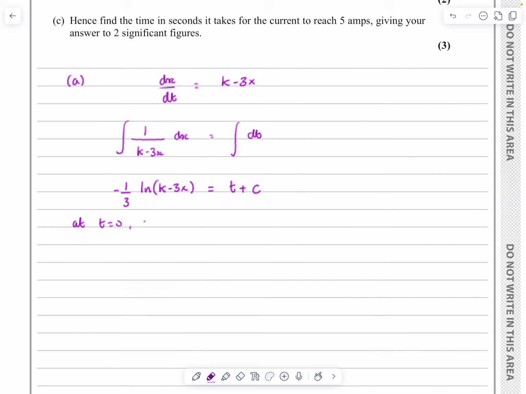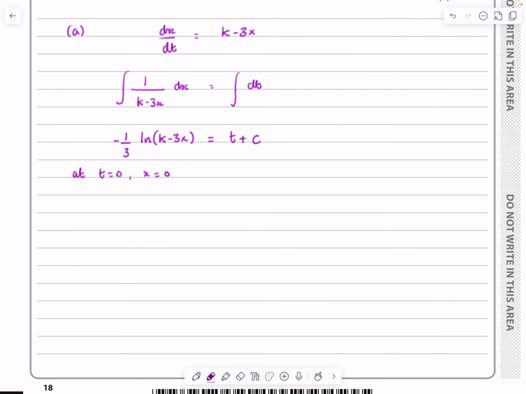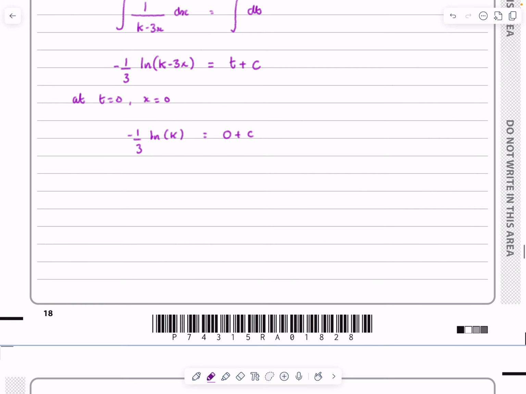The integral of dt is just t plus my constant, and then we said that at t equals 0, x was equal to 0, so that's how I'm going to work out what my c is. If I put that information in, I'm going to get minus a third log, and it's just k there, is equal to 0 plus c. Okay, so c is minus a third log k. So minus a third log of k minus 3x is equal to t minus a third log k.